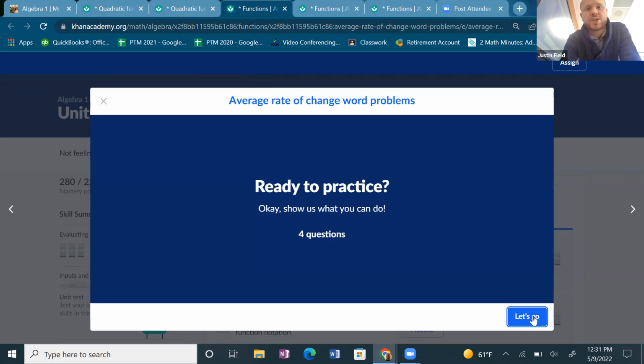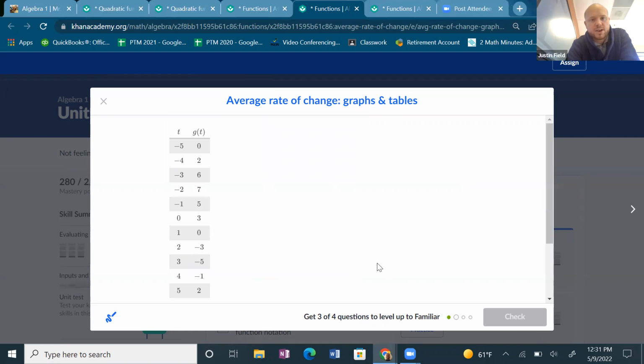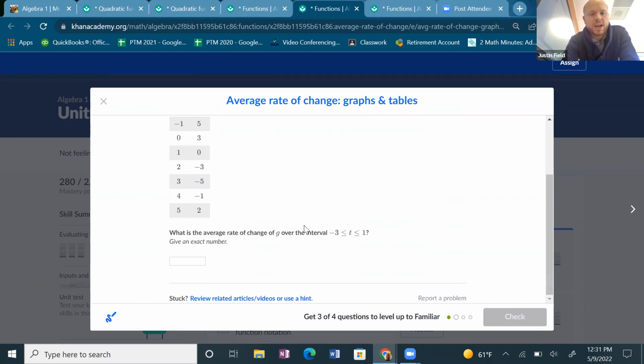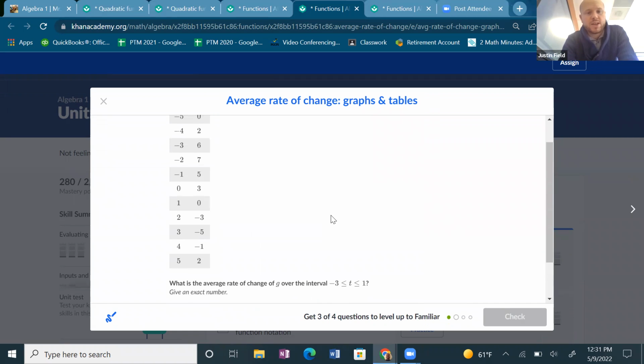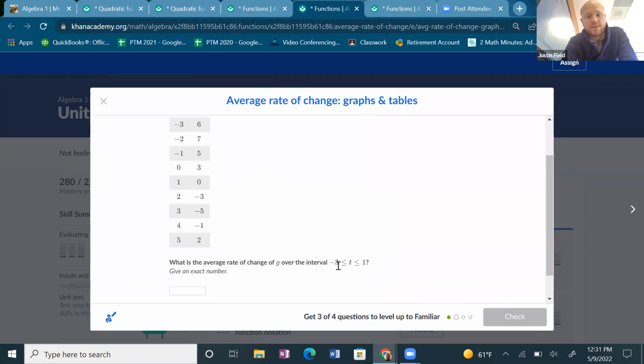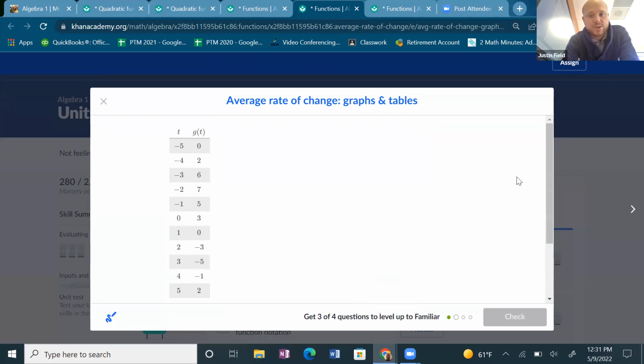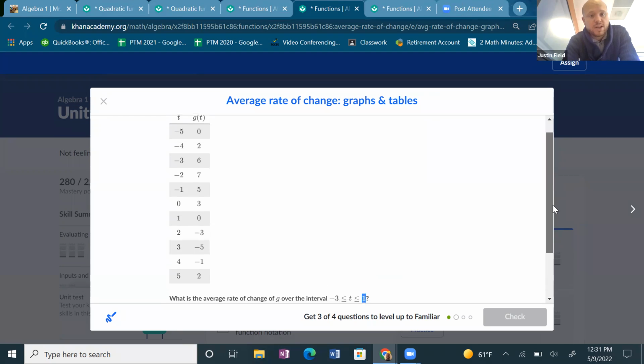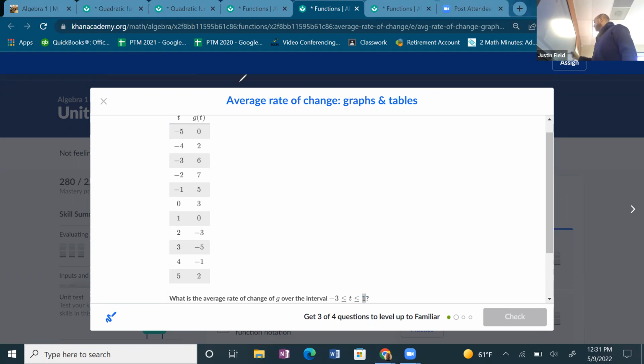Average rate of change. Oh, you know what? This said tables and graphs. But hey, this is going to be the same thing. This time they give us a table and they give us some x values, but we can use the table to get the y value. And we are going to have to use the slope formula this time, but that's not a problem.